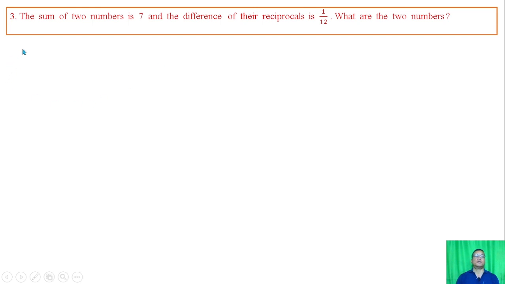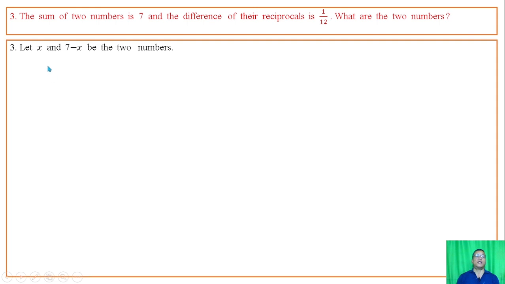Question number 3. The sum of two numbers is 7 and the difference of their reciprocals is 1 by 12. What are the two numbers? Let x and 7 minus x be the two numbers.